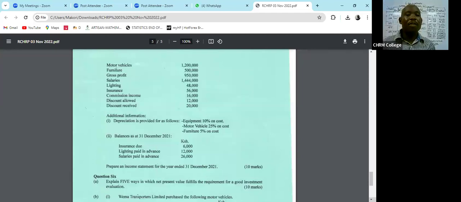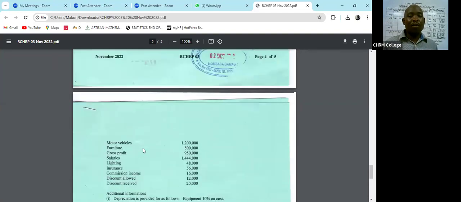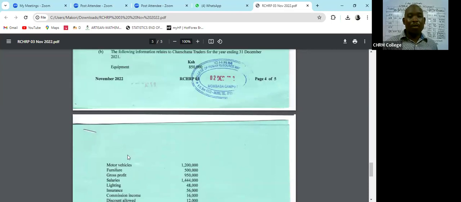So it is a matter of organizing these figures. We are given additional information. Anytime you are given additional information, those are the end year adjustments. In this question, we are given the closing balances. When the insurance is due, it means it is outstanding or accrued, so we add to the insurance amount in the balance. Insurance paid in advance, we subtract because we overpaid. The same case applies to salaries. It is an easy one because we are starting from the gross profit.